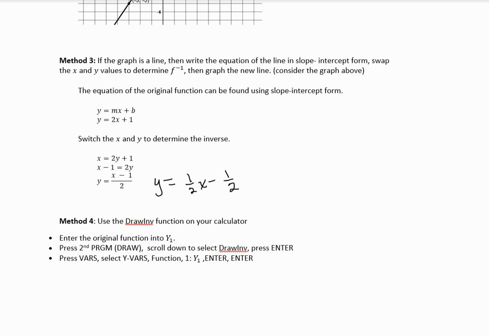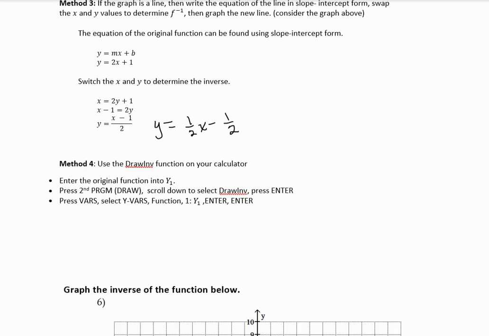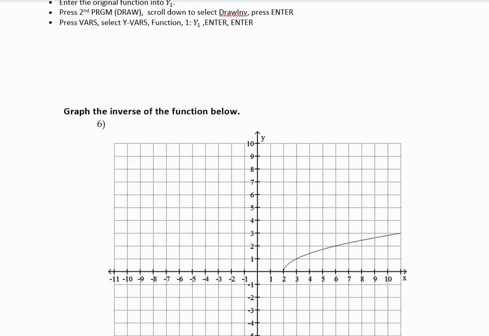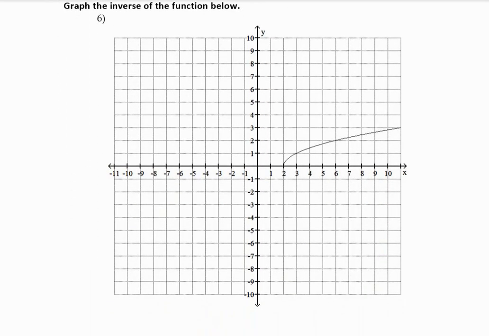The fourth method we're going to look at here just real quick on how to graph an inverse is to use the draw inverse function on your calculator. You'll enter your function into the y equals part of your calculator and then go to program, draw, and then select the draw inverse function. And we are not really going to use that method in class, just so you'll know that it is there if you ever do need it in one of your upper level classes.